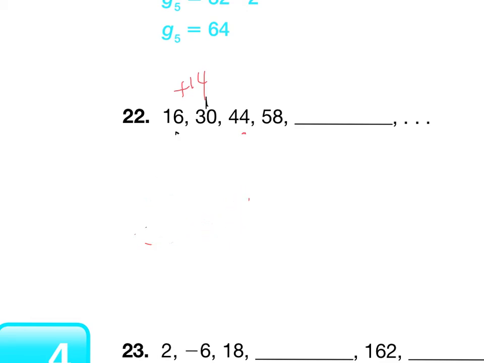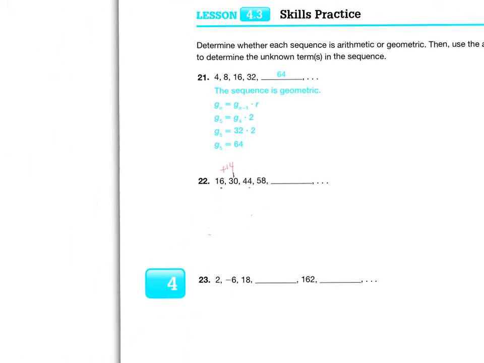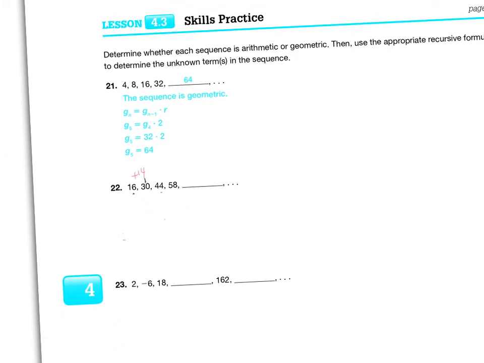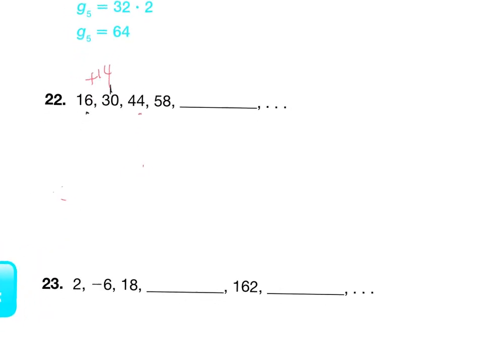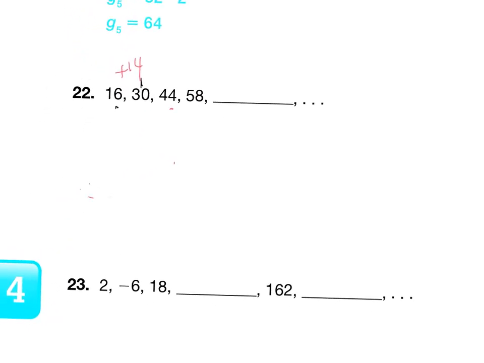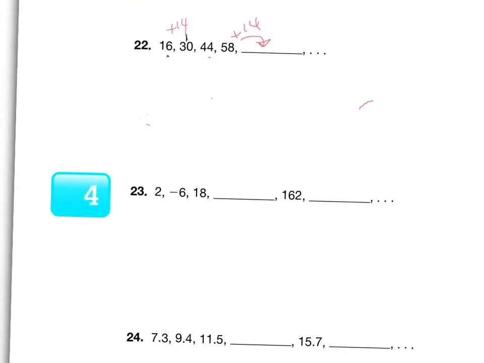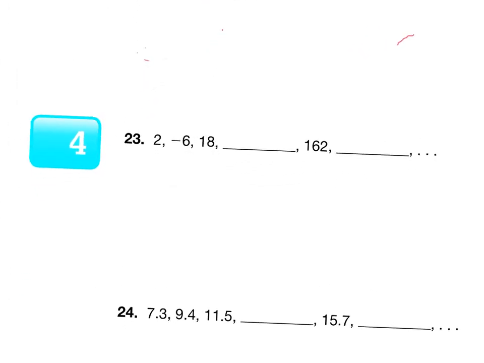Now I want to use the formula for arithmetic. Let's see, the instructions say to determine the unknown in the sequence. So we just have to find the next one. We don't really need the formula. We just have to add 14 and then put that number there. All right, the next one right here.